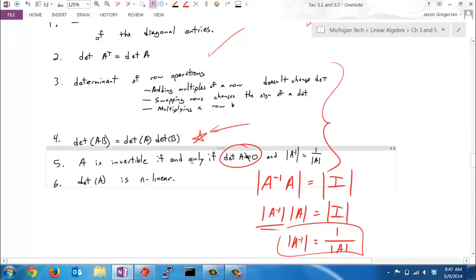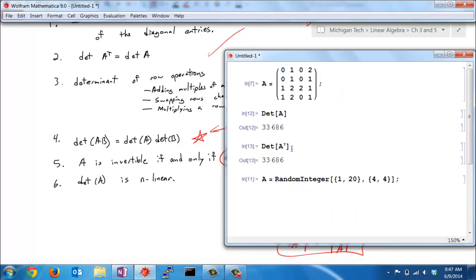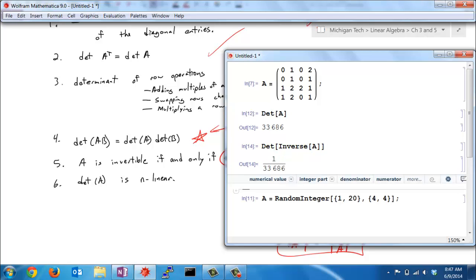And of course we can test it here. I already got a matrix loaded. Determinant of A was this thing. What's the determinant of A inverse? There you go. Okay.